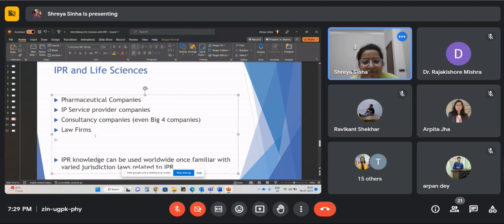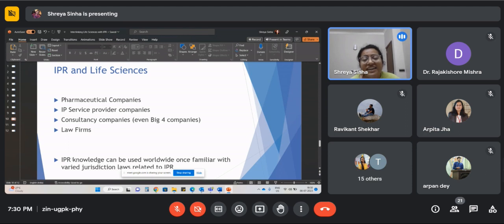You can join anywhere. So the keynote of this is that IPR knowledge can be used worldwide. Once you are familiar with varied jurisdiction laws, you can work anywhere. Suppose you are doing a PhD, you go ahead with a postdoc, and later you don't want to pursue teaching jobs and want a career in a corporate job, you can work in the US as well if you know a bit about US law jurisdictions, and it is very easy. I have several friends who went for a postdoc, shifted there, and are working in this IPR domain. So IPR is not restricted to India. You can go anywhere in IPR.